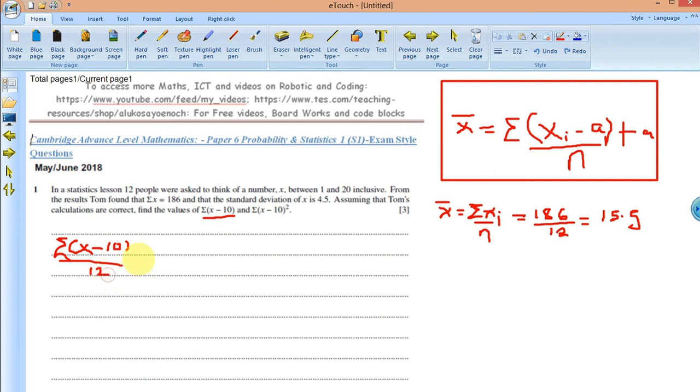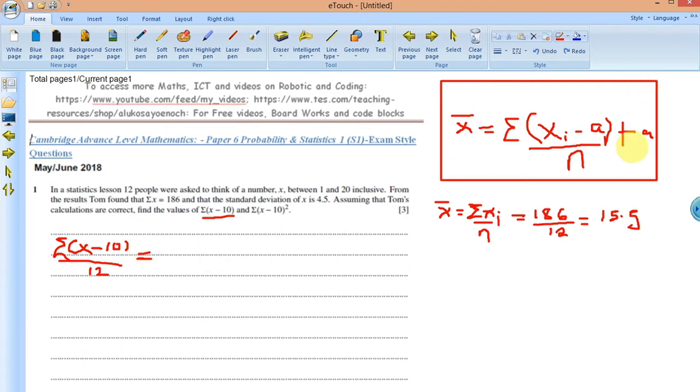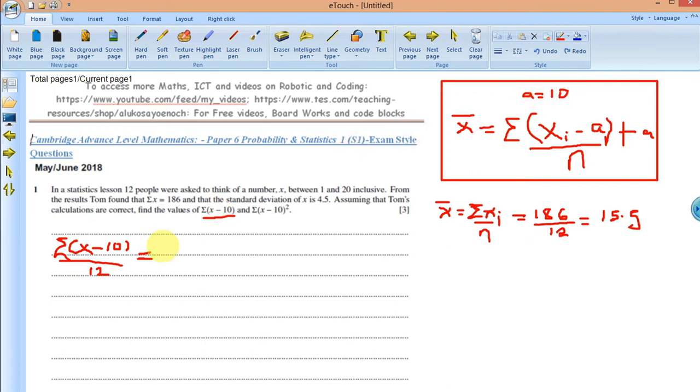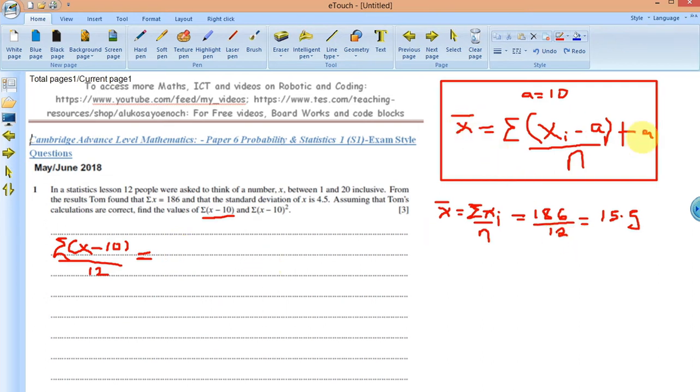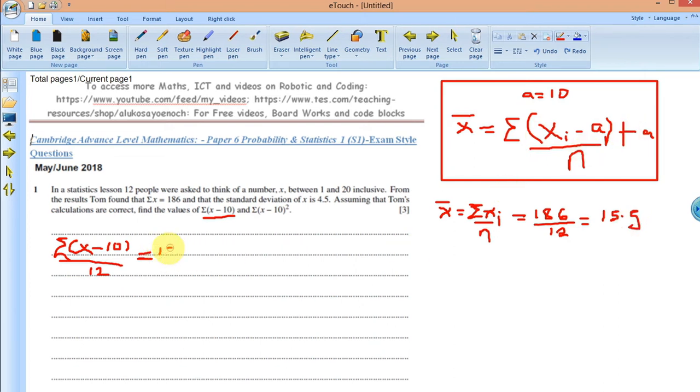Equals, plus, in order not to waste much time and to manage my board very well, if you move a across, that would be the mean plus a, where a is 10. So you're going to have the mean, 15.5, minus 10. Hope you are following, guys.